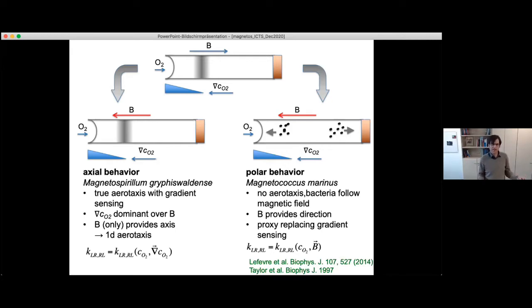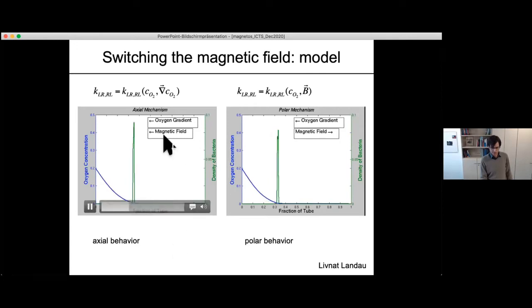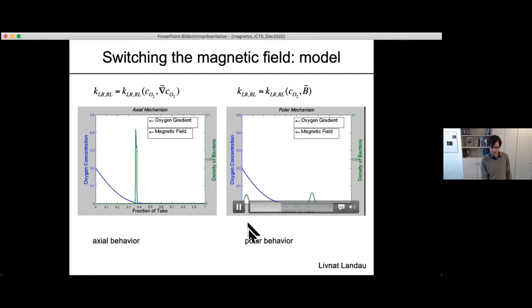And the way we think about this is that they basically use the magnetic field as a proxy for the oxygen gradient. Because the magnetic field tells them how to go downwards, they don't need to measure the oxygen gradient to find where it goes downwards. And we can implement this by making the switching rates dependent now on the oxygen concentration. This we still need to get the difference between here, and the magnetic field as a directional reference. And if we implement this in the model, we have these two cases here. You can see in both cases the band forms, and now the magnetic field should switch. This one has switched, nothing happens. This one also switches, and you see two populations moving away in both directions.